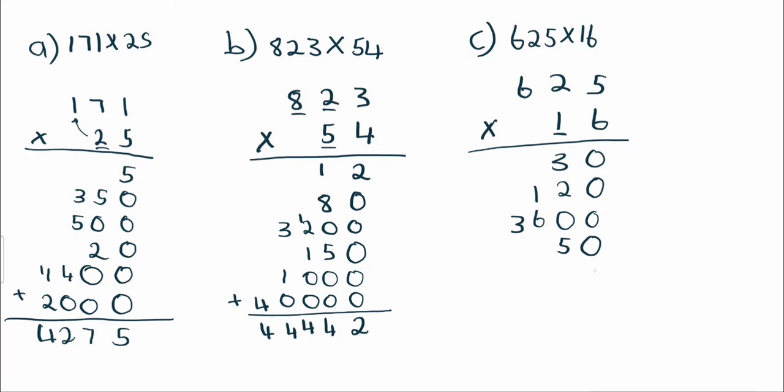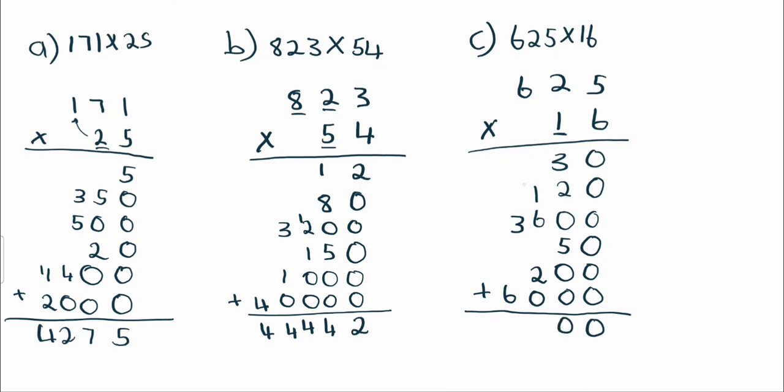10 times 20, one placeholder for 10, one placeholder for 20. 1 times 2 is equal to 2. 10 times 600, one placeholder for 10, two placeholders for 600. 1 times 6 is equal to 6. Now we just add our numbers together. 0. 3 plus 2 is 5, plus 5 is 10.